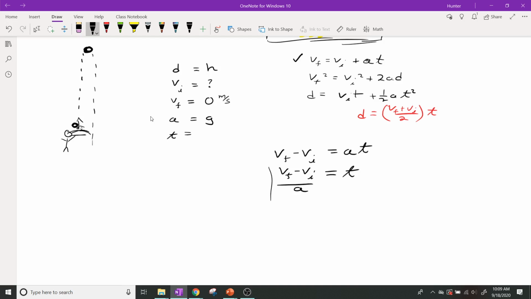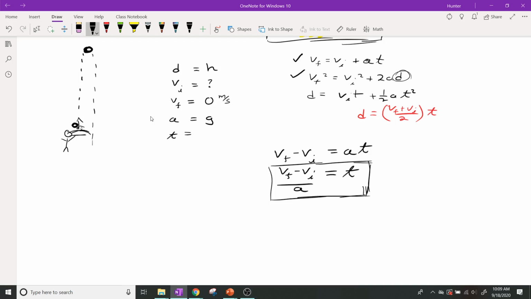So this doesn't have anything to do with the height, correct? Okay, so this wouldn't really help us. There's no height in there whatsoever. Next one, if I were to look at VF squared equals VI squared plus 2AD, is there a time here? Or sorry, there is a D, but there's no time.